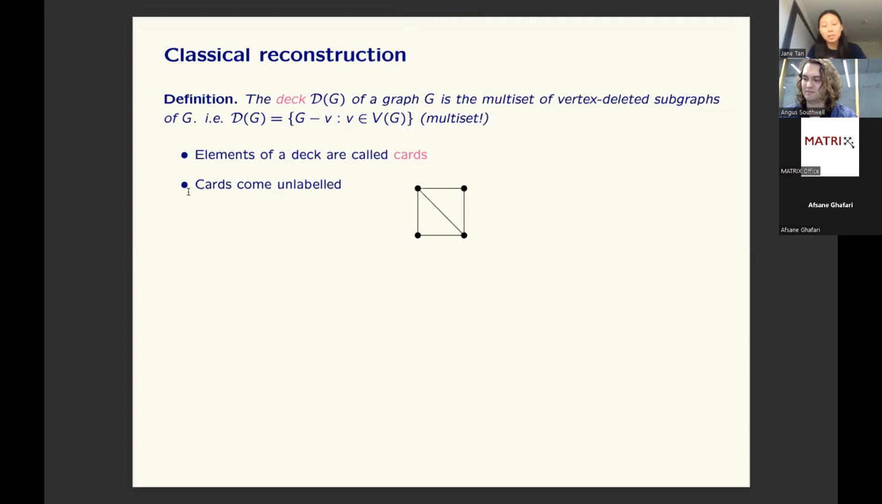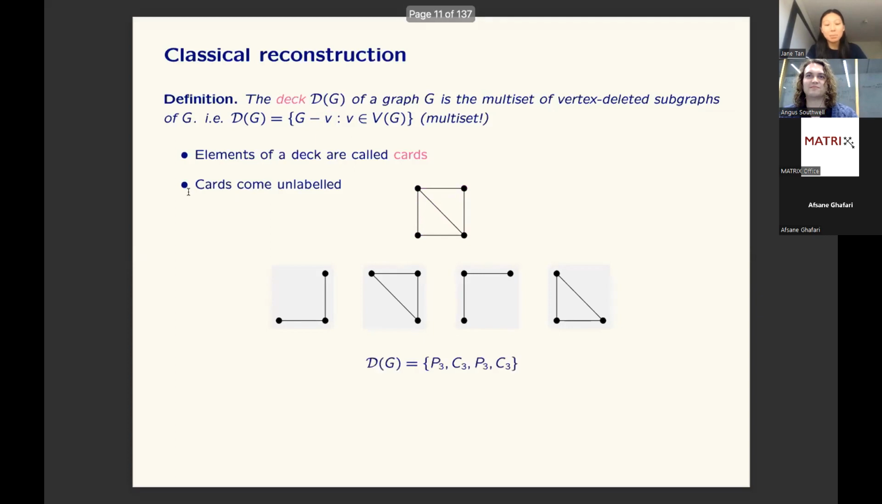Well, to construct it, I'm going to take the top left vertex, delete it, and that gives me one card. Bottom left, delete it, that gives me a card. Bottom right, delete it, that gives me a card. And the last one, I delete it, and that gives me a card.